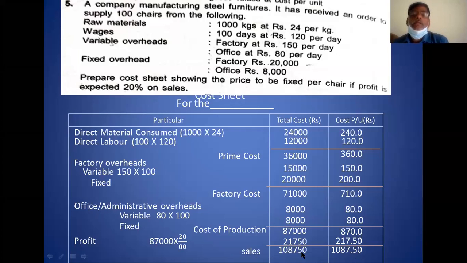Wait, this is the quotation for the supply of 100 chairs. This is the cost sheet for supply of 100 chairs. This problem is based on variable and fixed cost. If the problem is based on variable and fixed cost, you solve the problems like this. Okay. Now I'll take the next example.